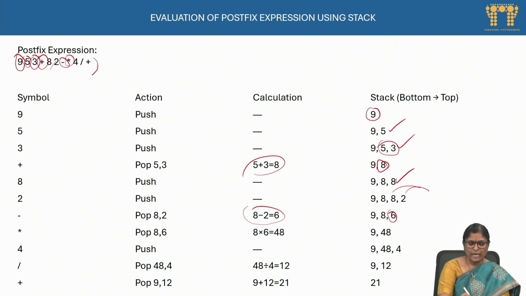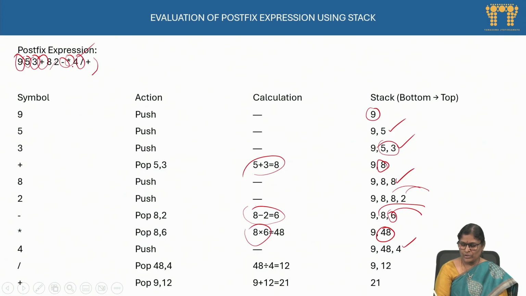Now the next is again an operator. Operator is encountered means what? Again pop these 2 elements, perform the multiplication and push back 48, that is 6 eights are 48, onto the top of the stack. Next is 4, an operand, so it is pushed onto the stack. Next is division. Now you pop 48 and 4 from the stack, then perform 48 division 4. Next, 12 is pushed back onto the top of the stack.